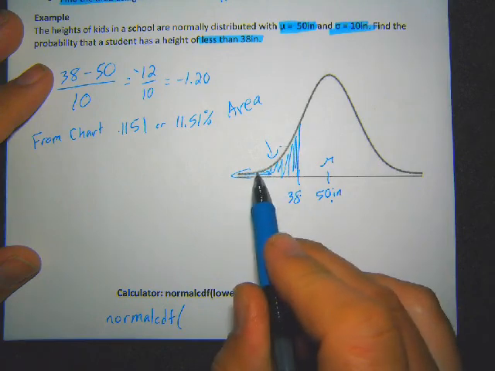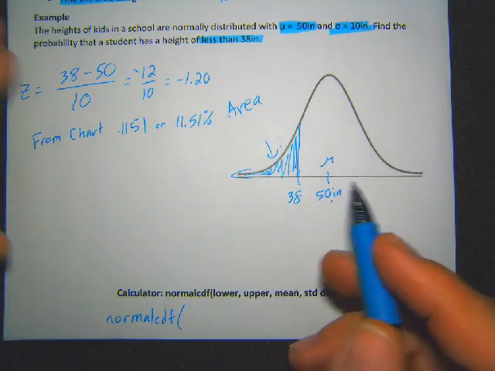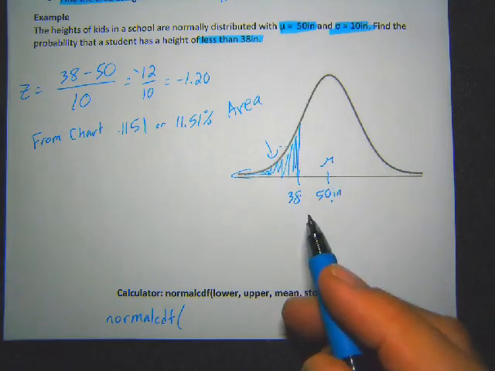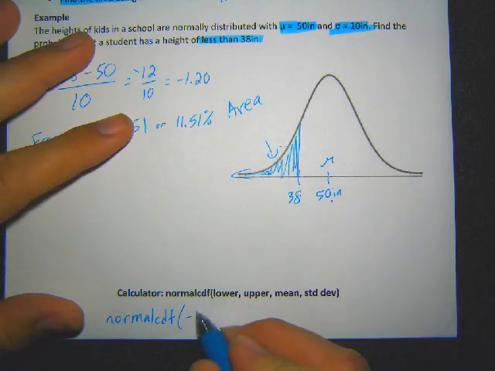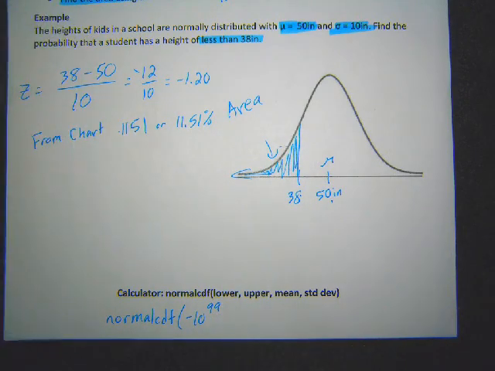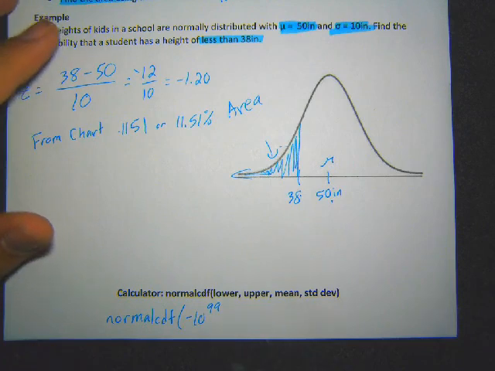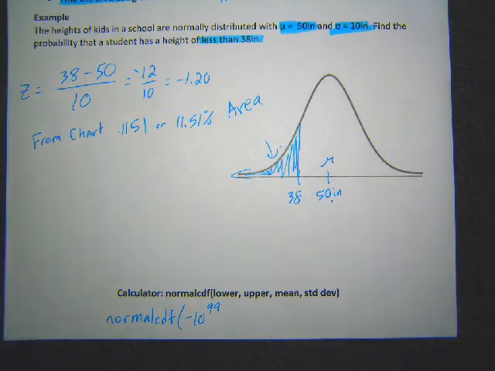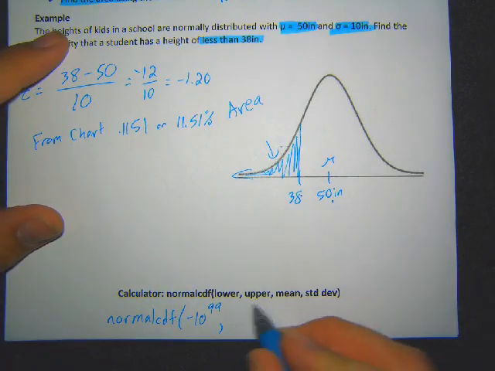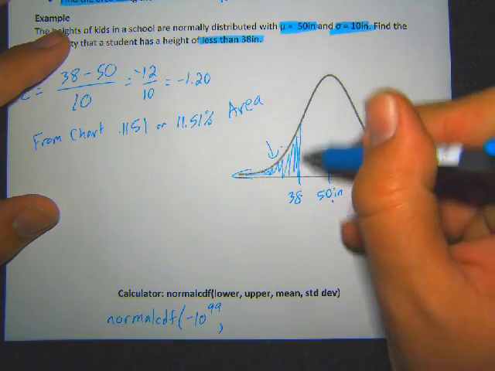So we want to just pick a really, really small number so we can have something on the bottom. And so we'll do something like negative 10 to the 99th, a really small number. That's all this is. You could just write negative 100 with a bunch of zeros after it. This is just a fast way to do it. Next thing is the upper limit. The upper limit is where we stop. So we're stopping at 38.